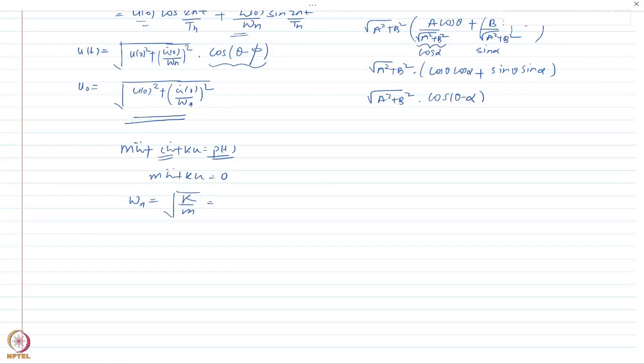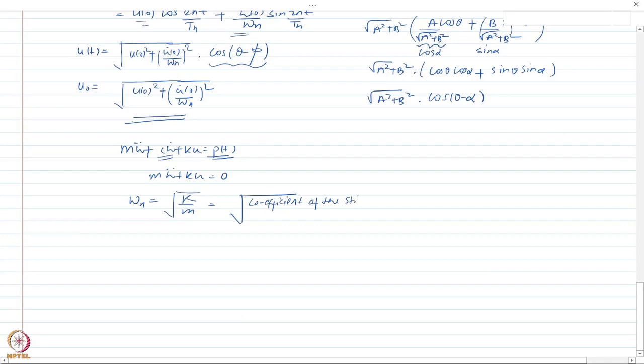So once I write this expression, omega n equal to under root k by m, you can obtain the equation of motion differently with different coefficients. The point I'm trying to make here is, whatever way you obtain your equation of motion, your omega n should be in the simplest form. Coefficient of the stiffness term or stiffness force.